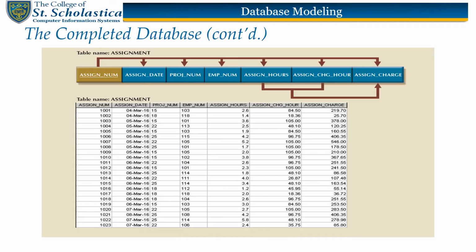The derived attribute named assign_charge is the result of multiplying assign_hours by assign_charge_hour. This creates a transitive dependency such that assign_charge_hour times assign_hours yields assign_charge. If the calculation is done at the time of the data entry, it will be completed when the end user presses the enter key, thus speeding up the process.